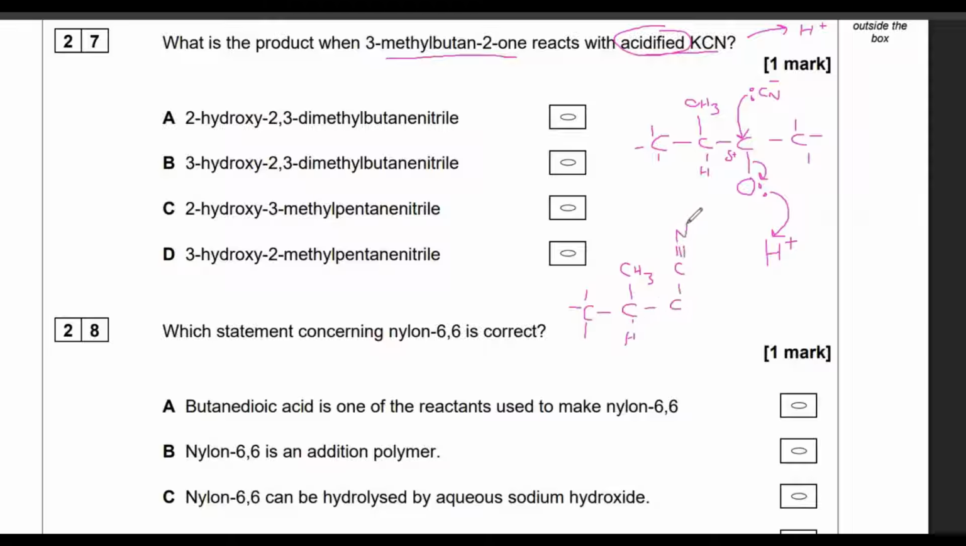Anyway, the nitrile now takes priority. I'm waffling. You can see the nitrile on what was our second carbon. The nitrile will now take priority over the hydroxyl group. So we're going to number this with the nitrile as carbon 1. And so we need to number this up, right?